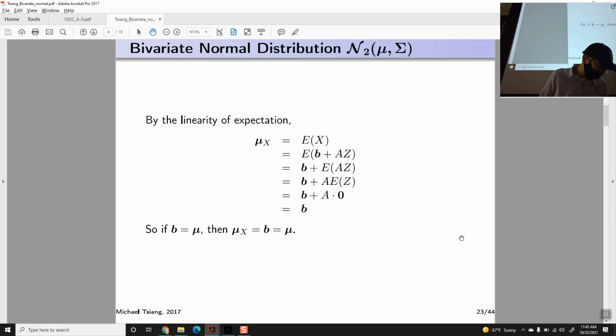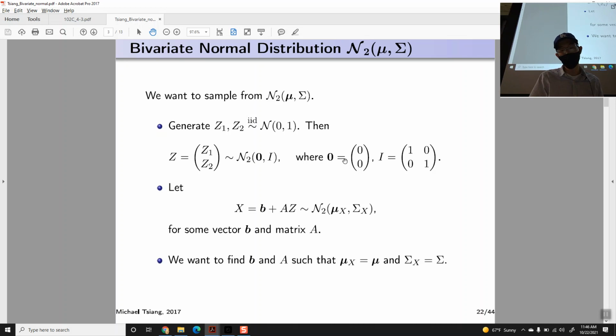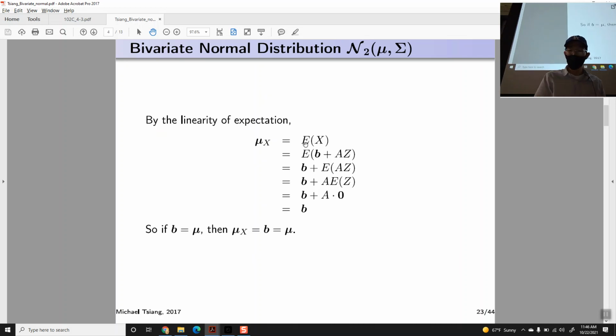All right, well, the B is easy. The B is just mu. What is the expected value of X if X is equal to B plus AZ? The expected value is going to be B plus the expected value of A times Z, which is A times the expected value of Z. What's the expected value of Z? It's 0, because our values come from the standard normal. So the expected value of X is just going to be B. Then just pick B equal to the vector mu that you want. That's easy.